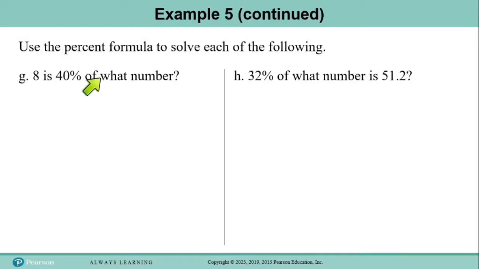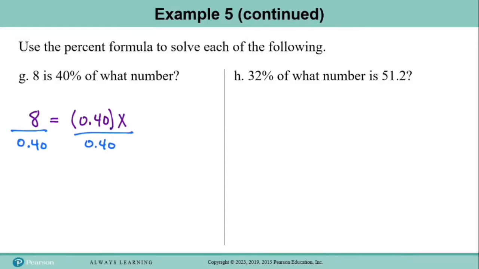Okay, 8 is 40% of what number? So I'm going to write 8 equals 0.4 times our unknown value. Now I divide both sides by 0.4, and we will have x equals 8 divided by 0.4, which is 20. So 8 is 40% of 20. Now that makes sense because 8 is less than half of 20. So it's certainly less than 50% of 20. So it makes sense for 8 to be 40% of 20.